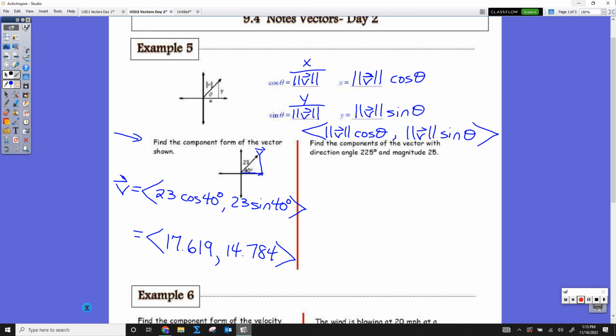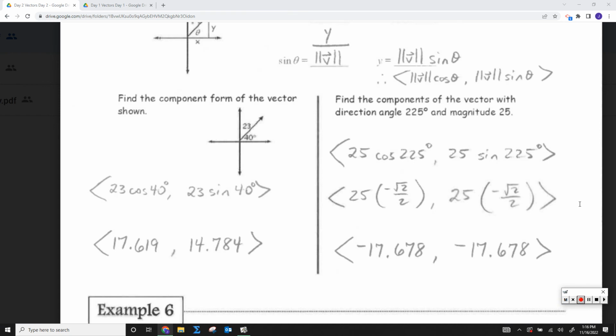So you and your partner, real fast, do this one right here. The directional angle is 225 and the magnitude is 25. Here's what I wanted to clarify. You got negative 17.678, negative 17.678. Why does that make sense? What quadrant are we in? Quadrant 3. What angle is 225 degrees? That's in quadrant 3, right? That's where tangent is positive. So that's why we have a left movement and a down movement.